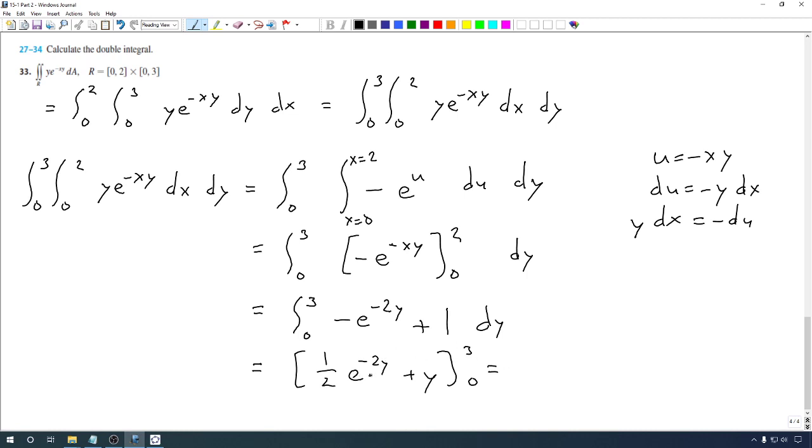Go ahead and put those in. So we have a 1 half e to the minus 2 times 3, or e to the minus 6. Then we plug in 3, so we get a plus 3. Then we subtract what we get when we plug in 0. Well, we don't get all zeros. We have 1 half e to the 0, which is 1 half, and then plus 0. So we subtract 1 half, and I guess we could write this as 1 half e to the minus 6 plus 5 halves. Or however you want to write that.